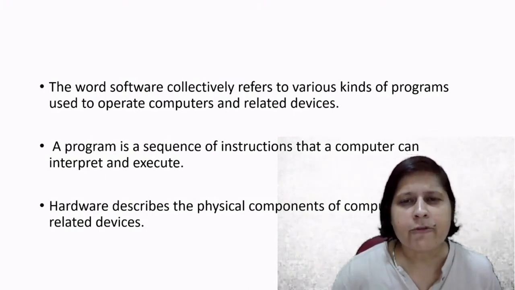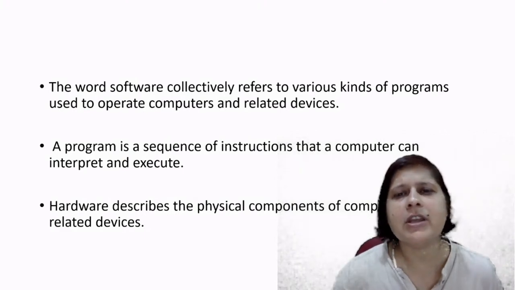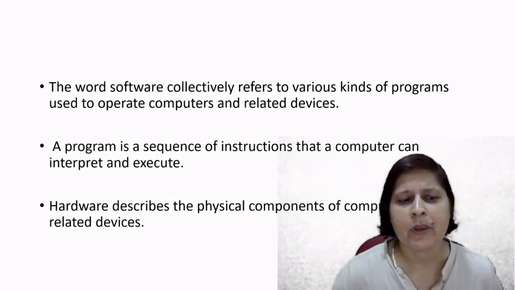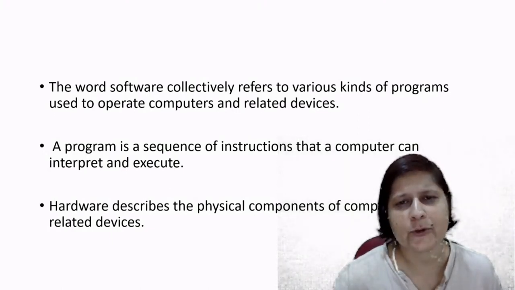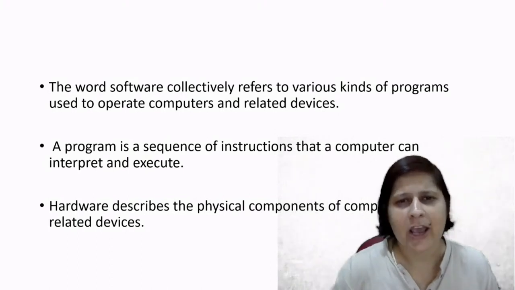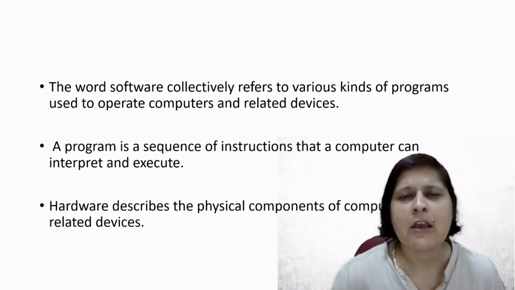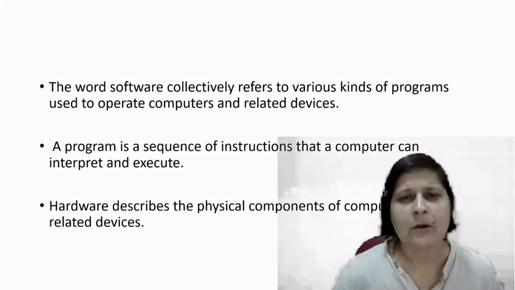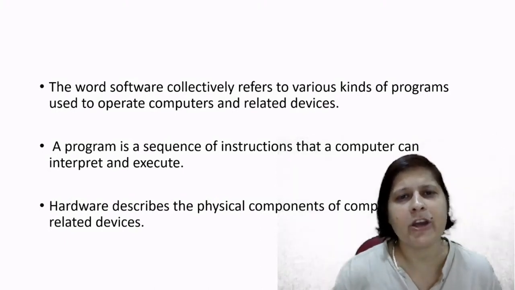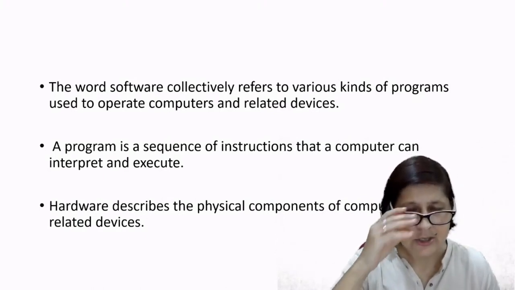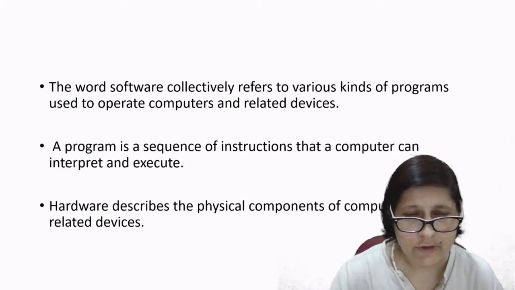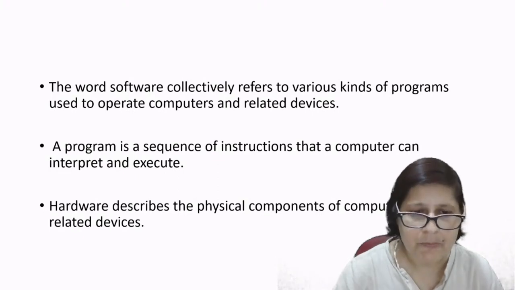Right? Software collectively refers to the various kinds of programs used to operate computers and related devices. There are the various programs, and these programs make all my computer hardware operatable. Without software, I cannot operate my computer devices. So it's a collection of programs which makes my computer hardware or computer devices operatable.